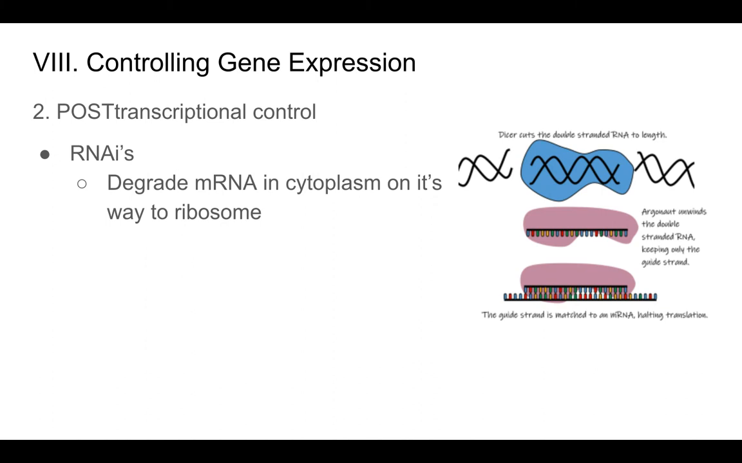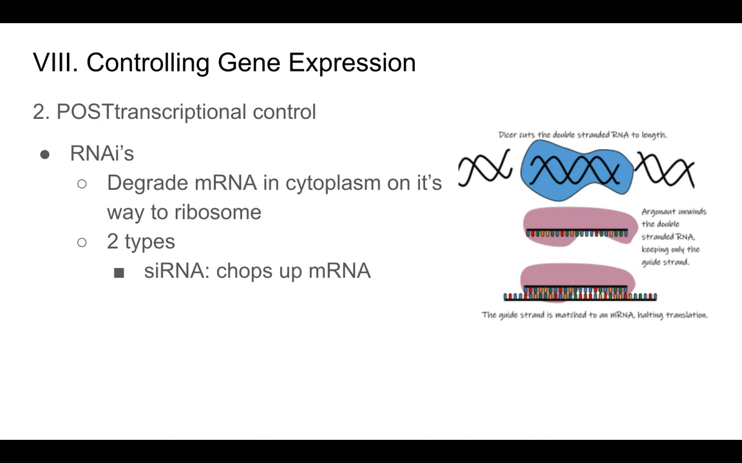And they basically will degrade messenger RNA as it is leaving the nucleus and headed to the ribosome. So think about one way to control gene expression is to just destroy the messenger RNA. Then it won't land on a ribosome, and it won't make a protein. So RNAis do that. They degrade the messenger RNA so that it cannot interact with the ribosome and make a protein. There are two primary types of RNAi molecules.